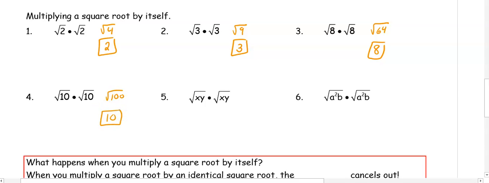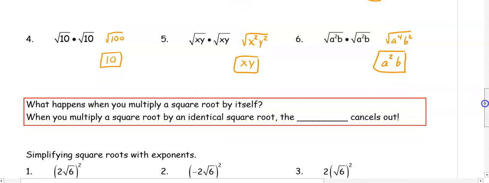So when we have variables here, xy times xy, if we add those exponents, that gets us x squared y squared. When we take the square root, they're both even exponents, so we cut them in half, and it gets us back to xy. So it's leaving us what's under the radical. Number 6, we have the square root of a to the 4th and b to the 2nd. When we divide those by 2, because they're even exponents, we're left with our original a squared and b.